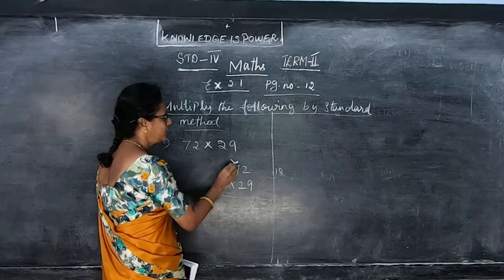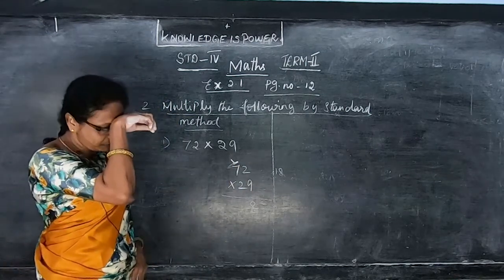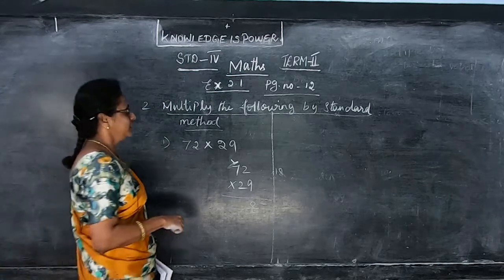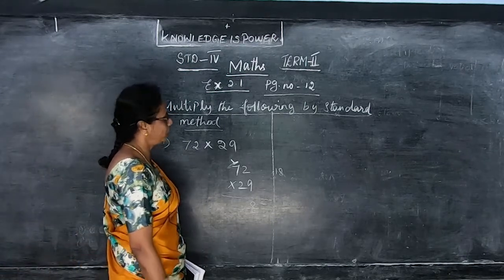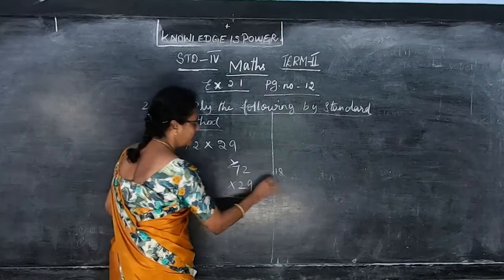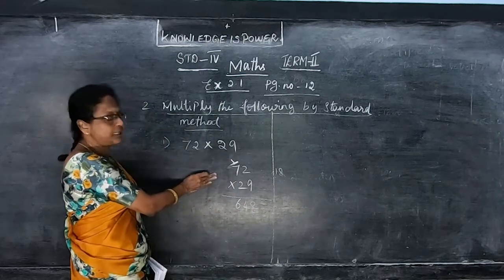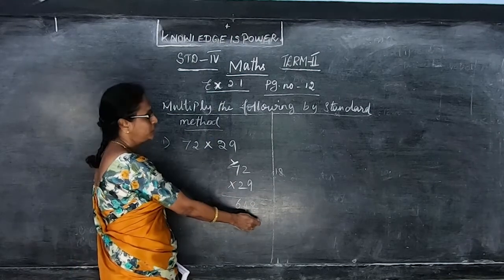Then 9 into 7. 9 fives are 45, 9 sixes are 54, 9 sevens are 63. You add this 1 carry over: 63 plus 1, 64. Because there is no number in the hundreds digit, straight away you can put the answer.